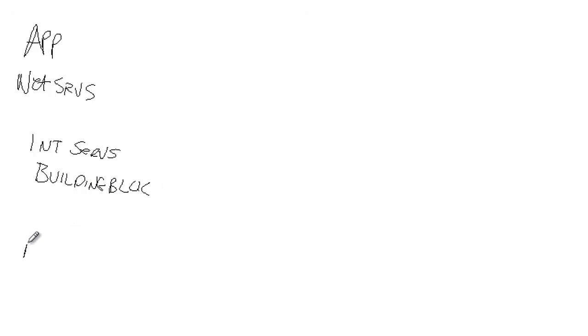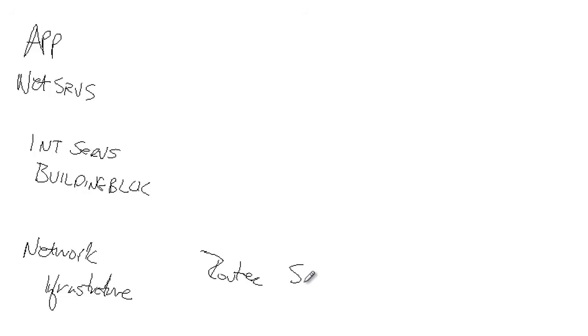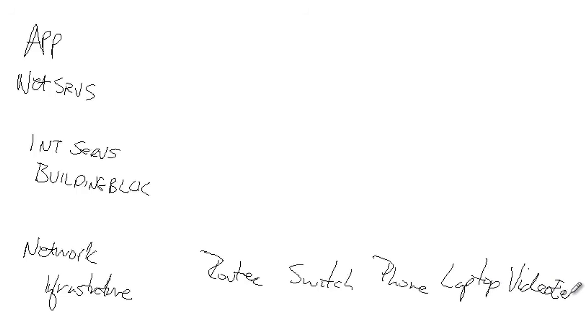Now, the network infrastructure layer is probably the layer that we all understand the most already. And if I asked you to describe the network infrastructure layer, you could probably already do that. The network infrastructure layer is made up of our network devices such as routers and switches, but also other well-known devices such as phones and endpoints such as laptops or even video equipment. So that's the network infrastructure layer.